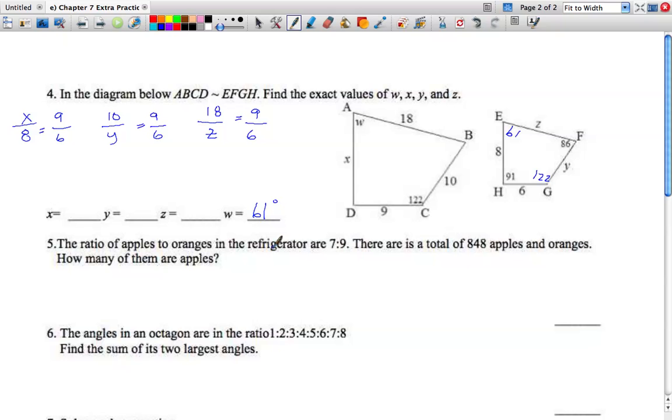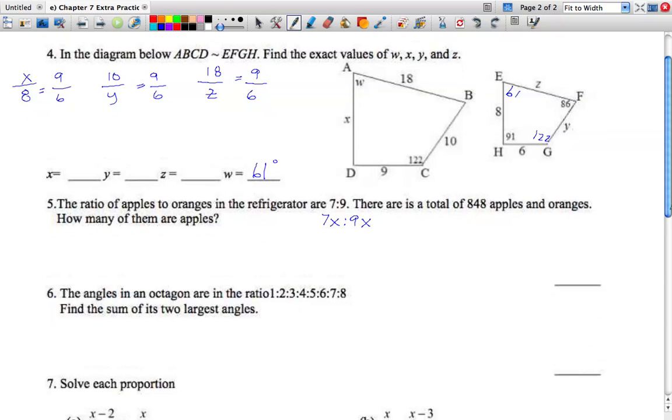Here's a ratio question. The ratio of apples to oranges is 7 to 9, and there's a total of 848. How many are apples? Apples to oranges. So we know the ratio is 7 to 9, which is the same as 7x to 9x. And we know that the sum of those has to be 848. So that's a hint to get you started on that one.